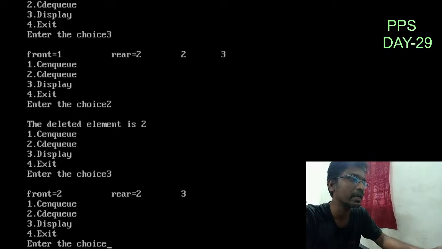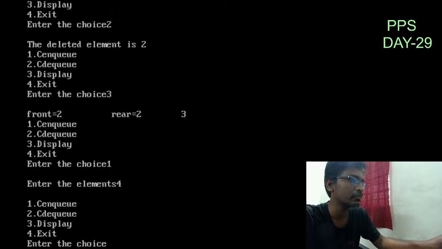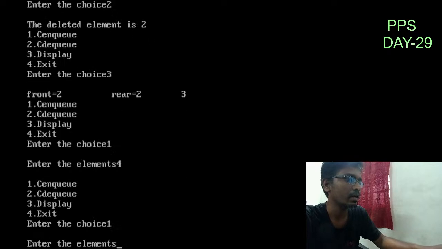If the front value and rear value go to -1, whenever they go to -1, we can say that the circular queue is empty. So now here I'm going to select choice one. Then I will add one more element into my circular queue. Let us insert one more element, 4, and choice one and 5.